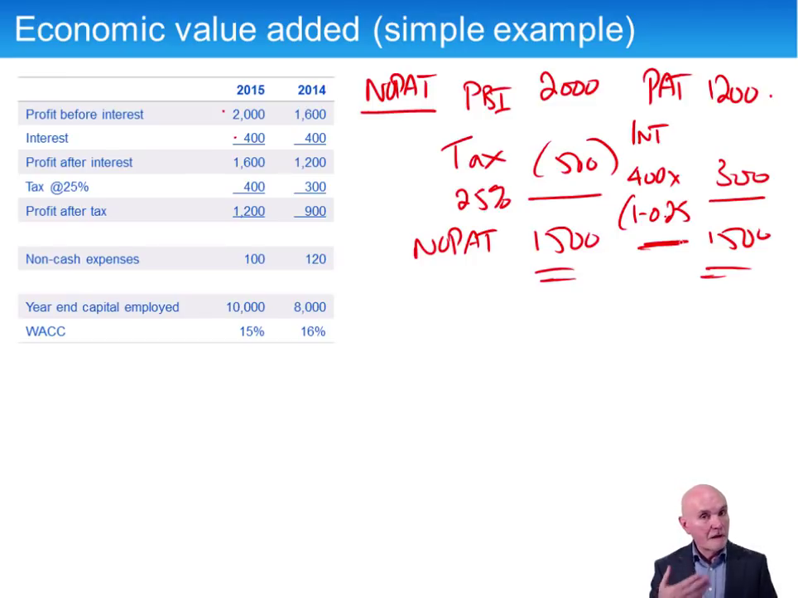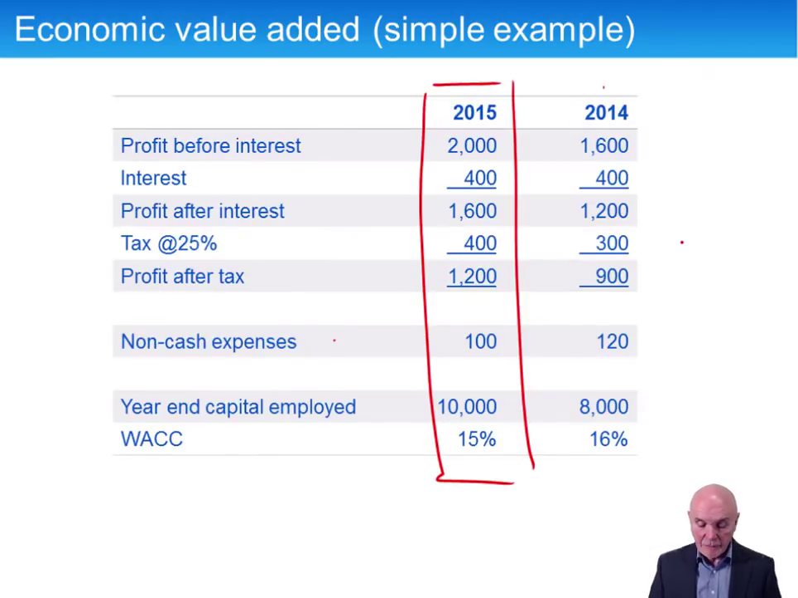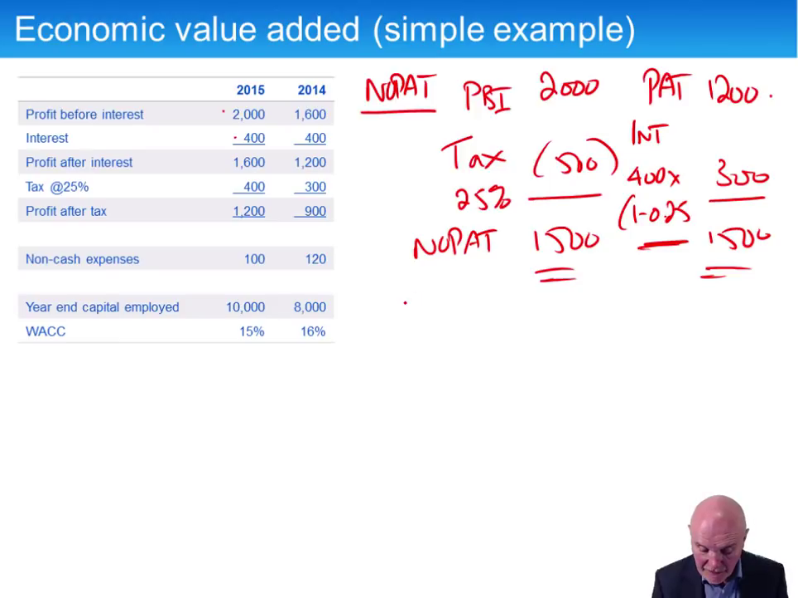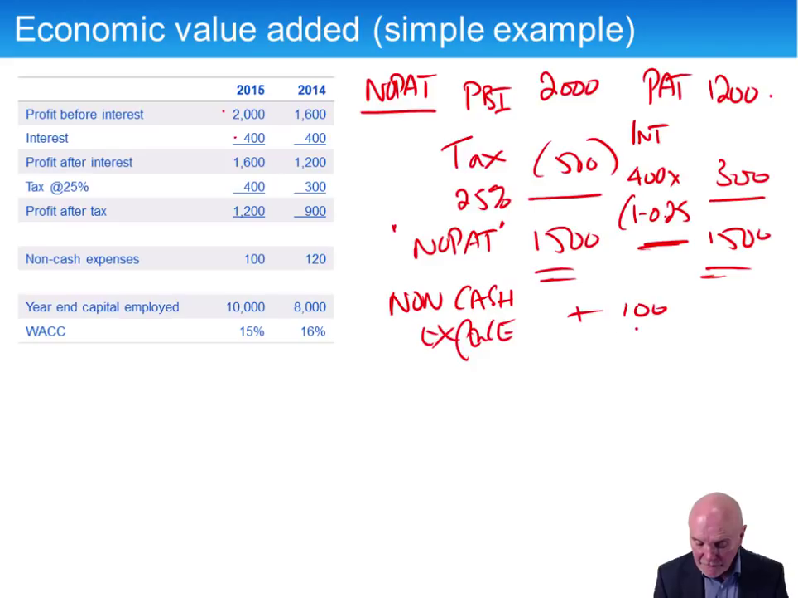What we then have to do is look at the notes that will be provided in the question, and we'll see here that the non-cash expenses in that year are 100. Non-cash expenses shouldn't be deducted from NOPAT or from profit, so we're going to add those back. That is not really NOPAT, that is NOPAT before we do this adjustment, if you follow me. So non-cash expenses, the plus 100, so our proper NOPAT, whichever way you're doing it, is going to be 1600.